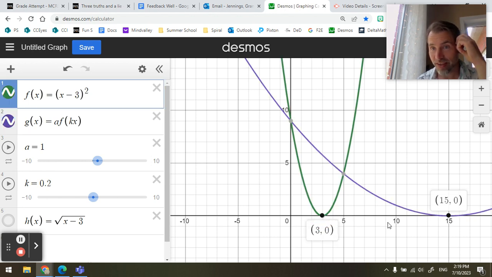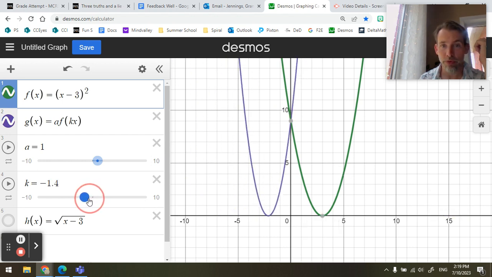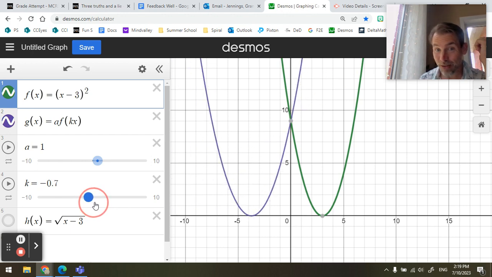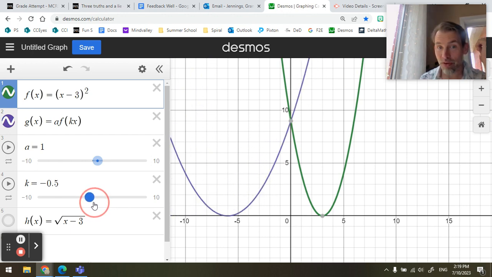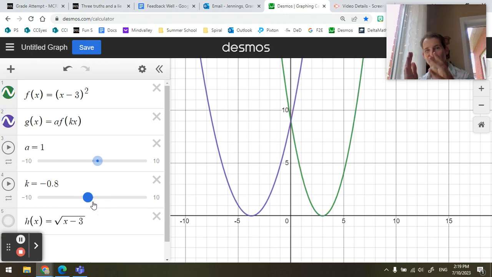See there? And then when K is negative, that's where you get reflections through the y-axis. See that there? The only thing that's not moving when I do have a K transformation is the y-intercept, because that x value is 0 and it's getting divided by K, so it doesn't change. You can't change 0 by division.